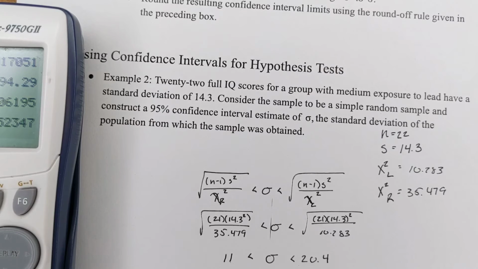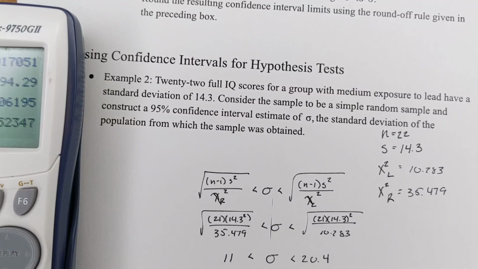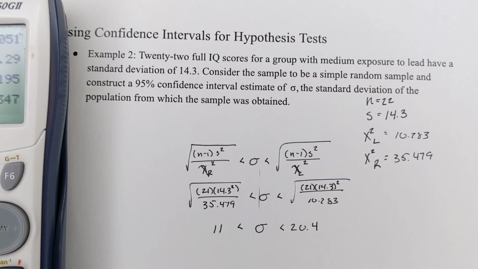So if we repeat this process over and over again, 95% of the time our sigma values will fall essentially between those two values. And I believe that then brings us to the end of the section. So this one's relatively short, but that's all for this.